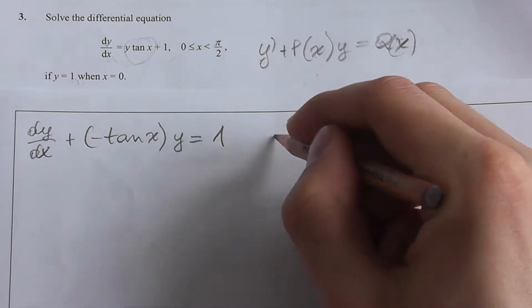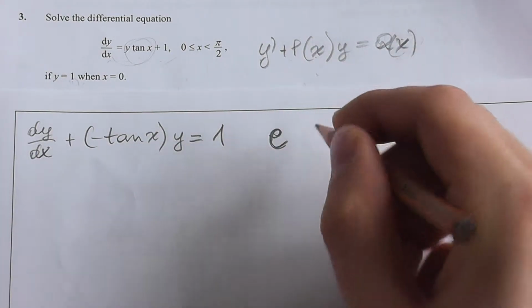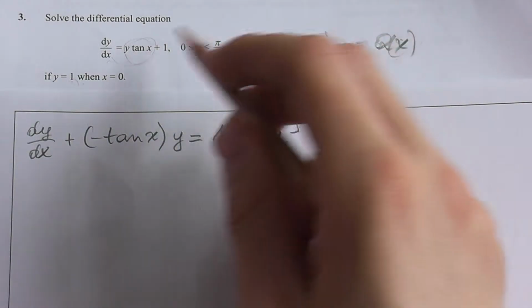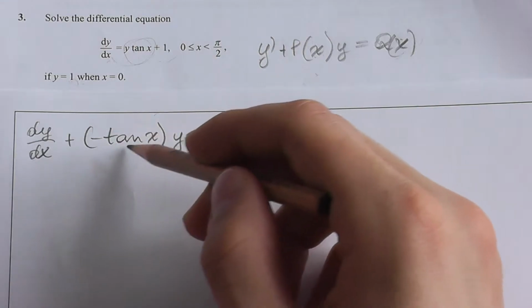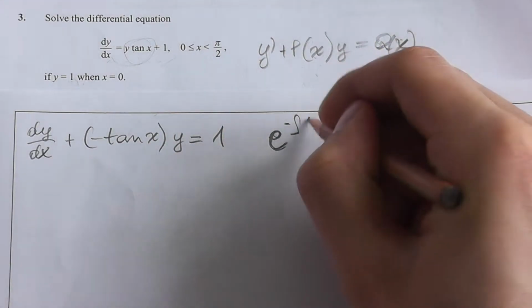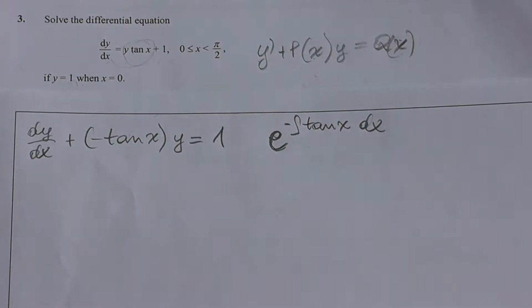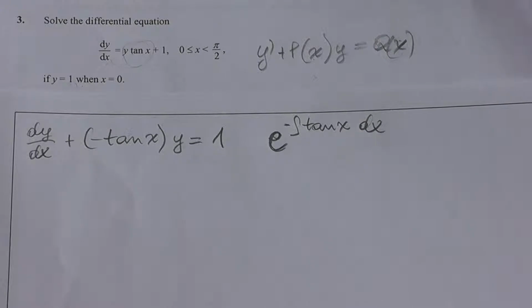So to find the integrating factor, we simply take e to the power of the integral of p of x. And p of x is minus tangent x dx. The integral of tangent x, you can watch this in one of my other videos, is, since tangent x is sine over cosine, we use substitution to eliminate the sine, and so we're left with 1 over cosine, and the integral of 1 over cosine is ln cosine x.